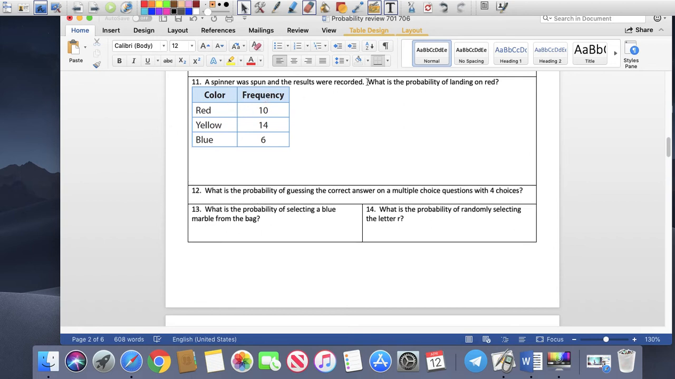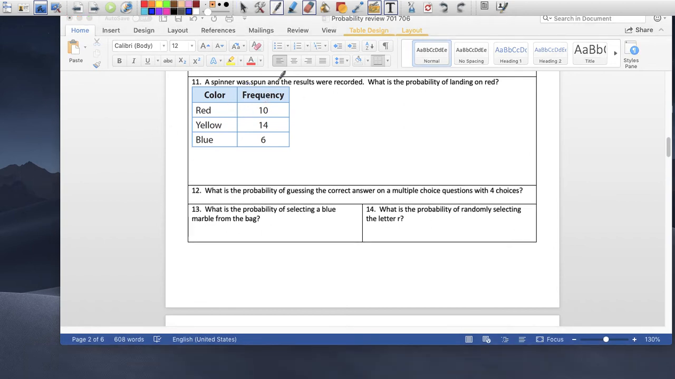Okay. 11, a spinner was spun. So this spun and the results were recorded right there. When you read this, you should know that this is experimental probability, right? So there was a spinner, it landed on red 10 times, yellow 14 times, and blue 6 times. So basically, we're basing this on an experiment.